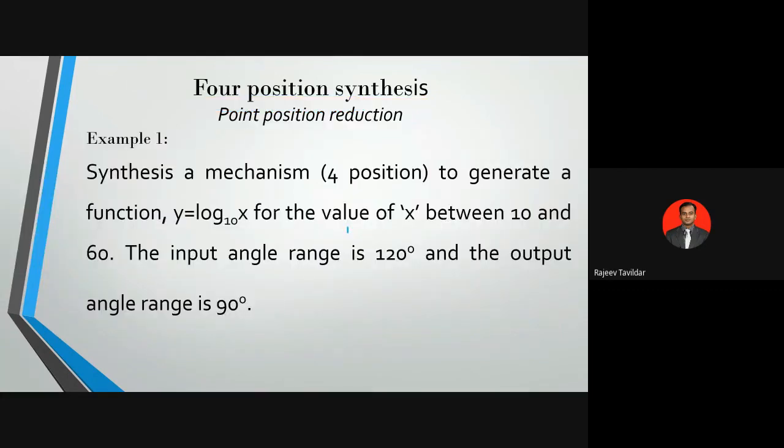Having said this, let us proceed with the first problem. I have taken the same problem, but here again, since it is four position, automatically all answers will change because your small n, instead of 3, will now become 4.